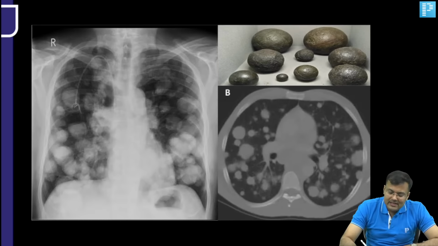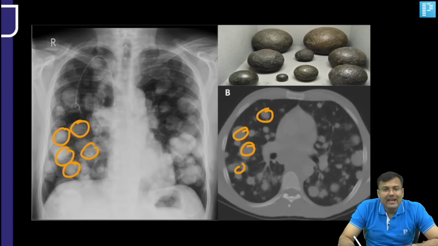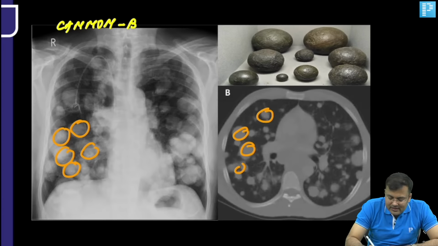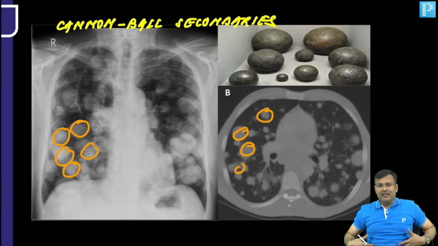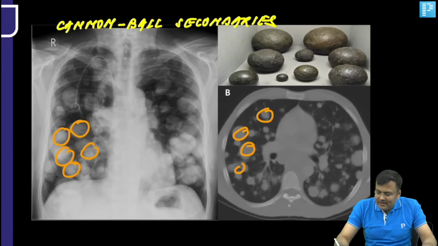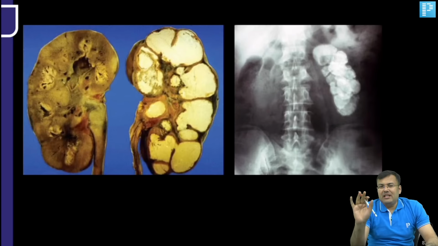And in lungs you can notice that this kind of appearance is there. What is the name? All of you know, it is looking like a cannonball. So, these are cannonball secondaries. What is the primary? RCC, and metastasis occurs to the lungs, cannonball secondaries. Easy. Next, I am 100% sure that there will be one question related to tuberculosis.